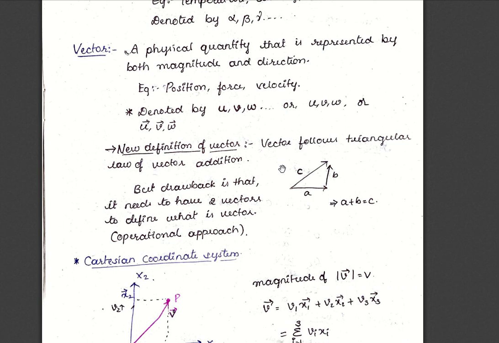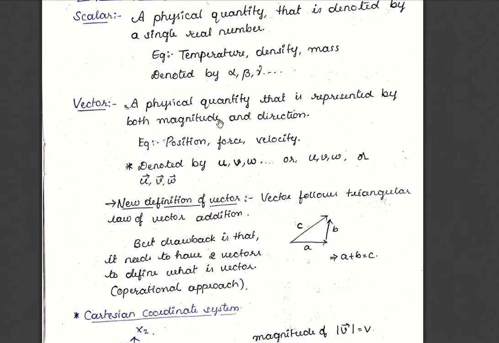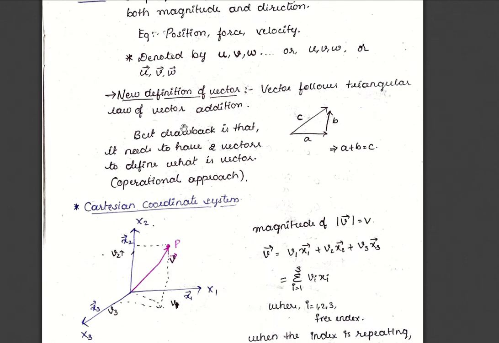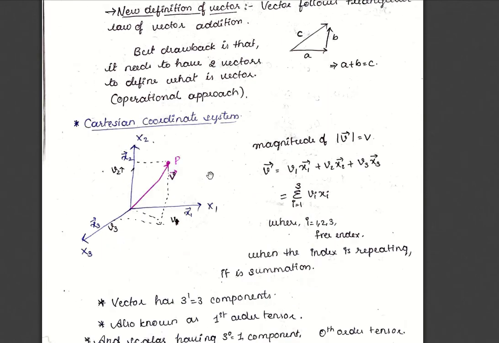mathematicians. Vector follows the triangular law of vector addition. That is nothing but two vectors a and b are joined by another vector which is the sum of these two vectors. So if we have one vector c that is represented by two vector directions, horizontal and vertical, the sum of these two quantities will give you the resultant vector. But the only drawback is we need to have vectors in order to define the vector. So that is called an operational approach, just a functional approach. This is the only drawback, but it is a widely accepted definition.